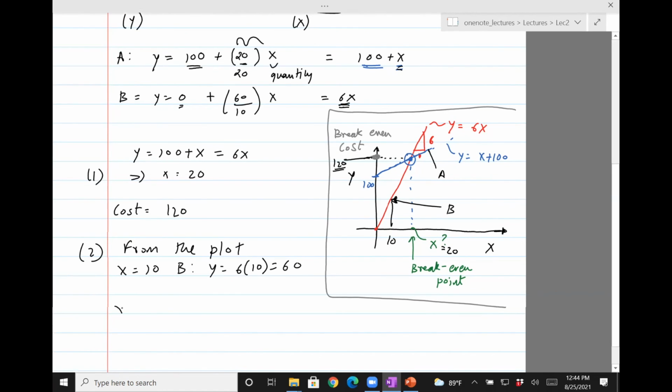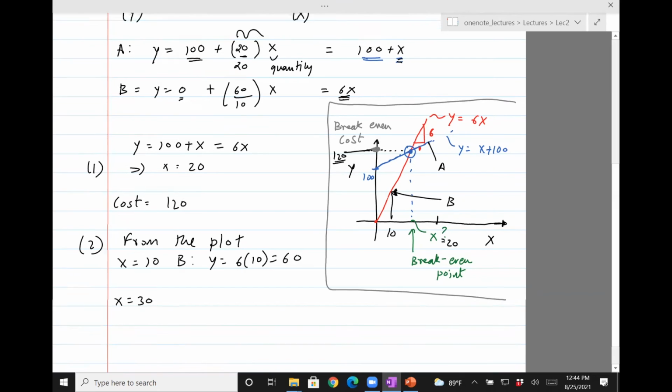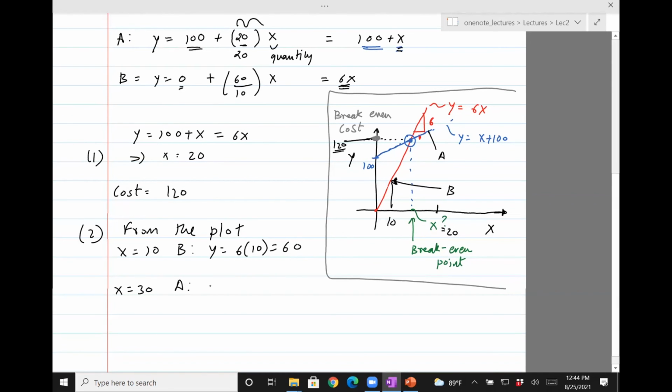Now, if you want to make 30 parts, in this case, 30 is going to be on the right side of the break-even point. So in this case, you'll be using the other machine. So it'll be A. In this case, the cost is X plus 100. So it's going to be 130. Okay, so that's the best you can do with the quantities you asked to manufacture. So that's how you do a break-even analysis to figure out the investment or the return on your investment.